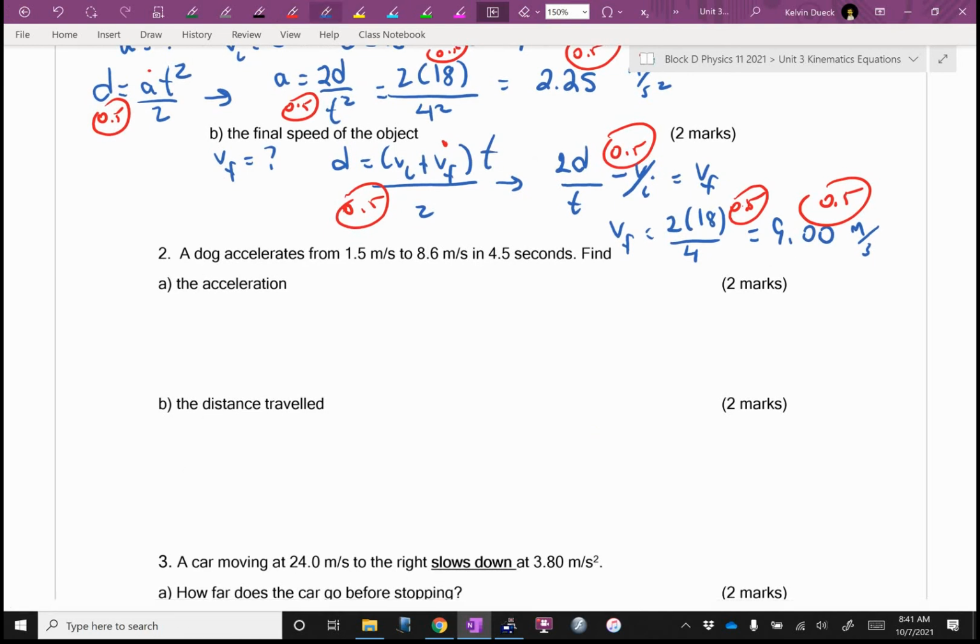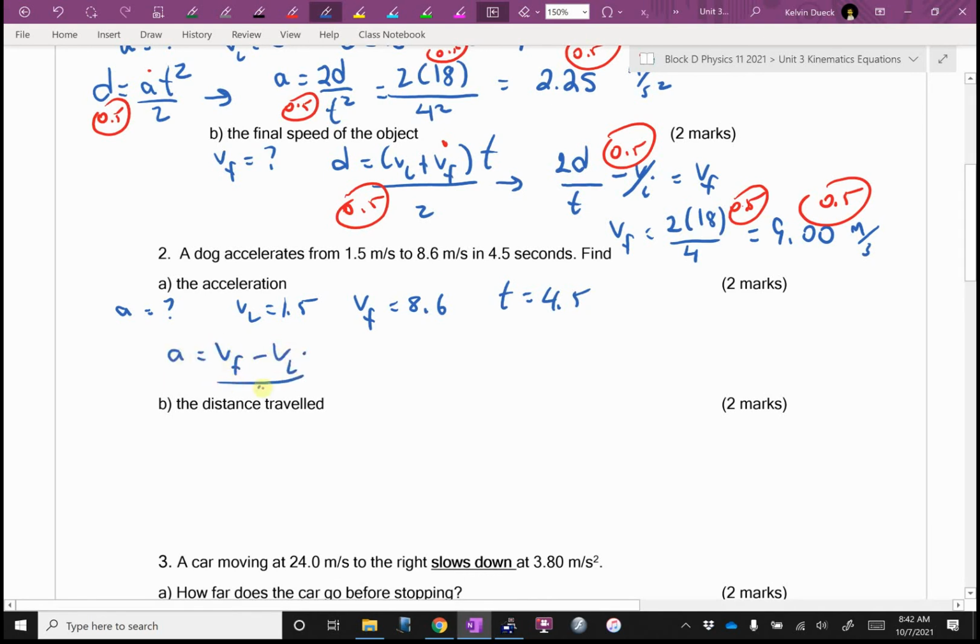Keegan, what's A want me to find? Sorry, number 2. What's that 1.5? What's that 8.6? What's that 4.5? Which equation? I would give you a half mark if I saw that. Get the A by itself. So if I saw that, that would get you 1 full mark if you did go straight to there. And I'm okay if you can go straight to there. Feel free to go straight to there without writing the intermediate step.